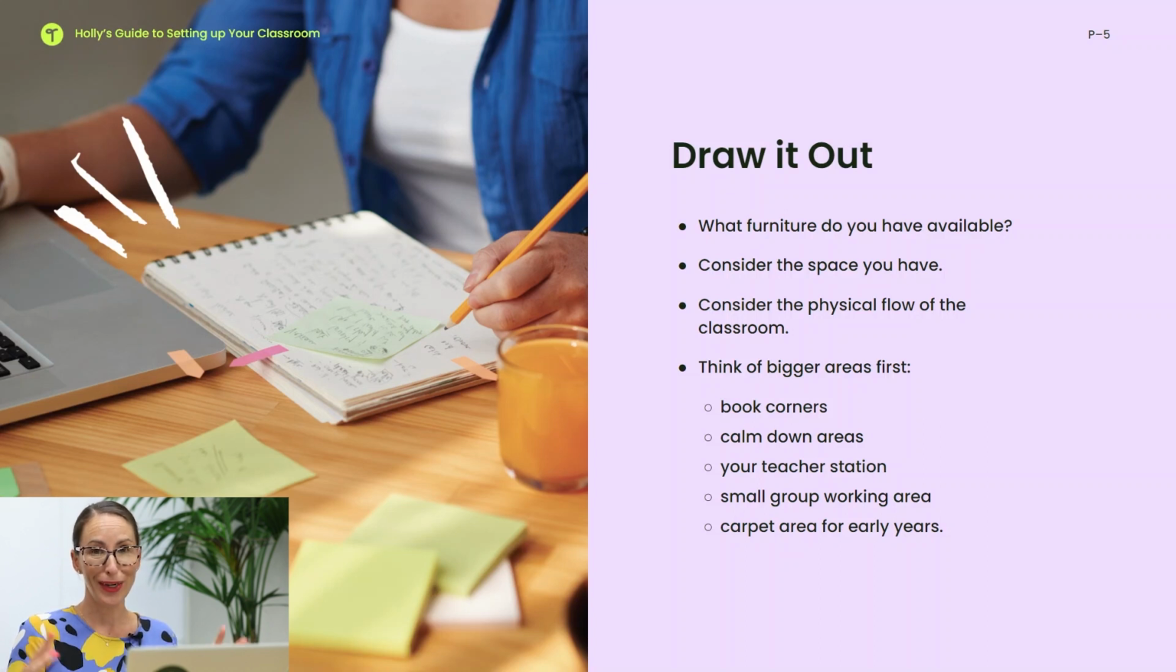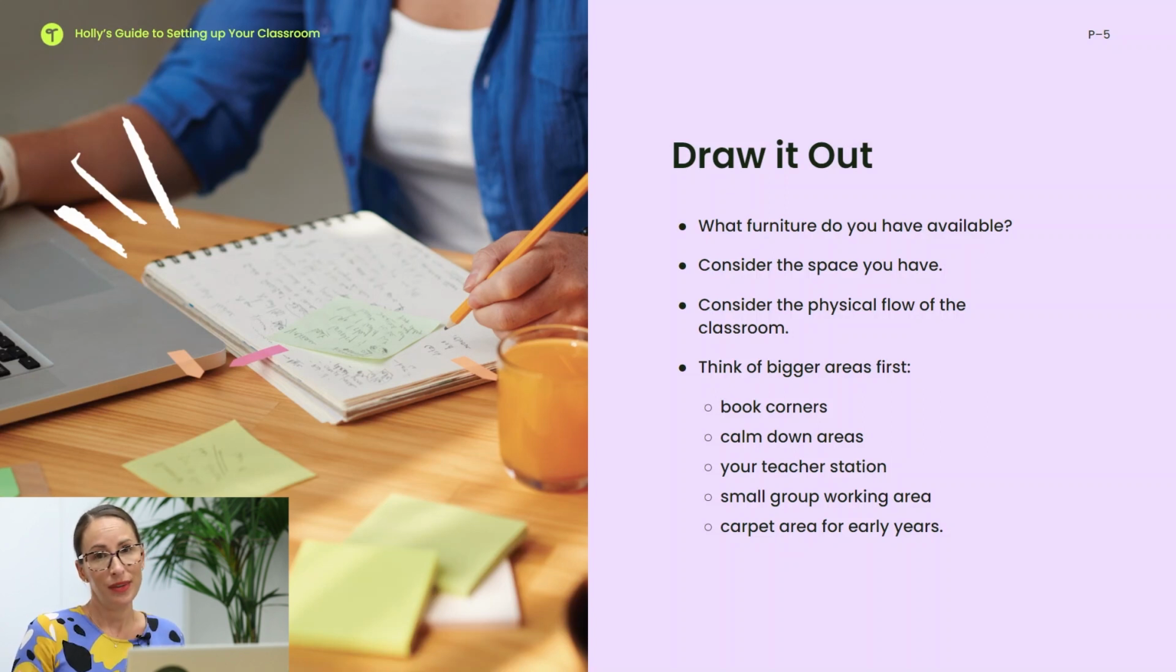Obviously, if you've got a smaller classroom and you start drawing this out and you realise that it's going to be too crowded with all of these bigger sections in, you might just have to be flexible with those bigger areas. So for example, rather than a calm down area, maybe you've got a calm down box. So a box of goodies, of things that the students can go to if they do need those calming down strategies.